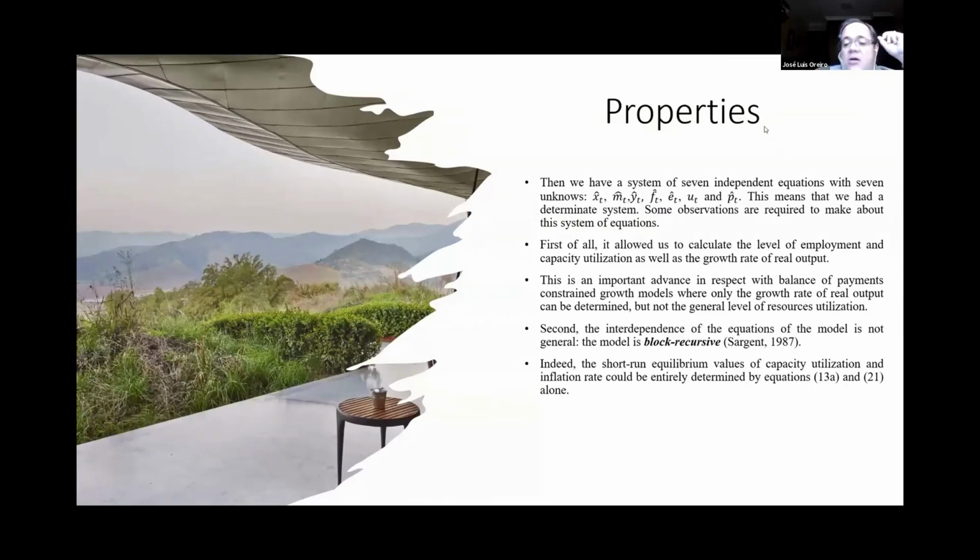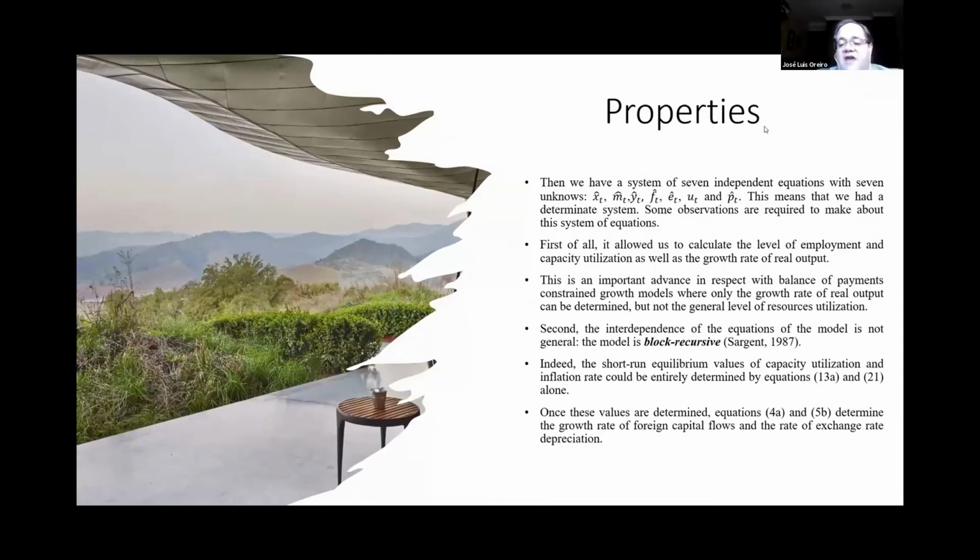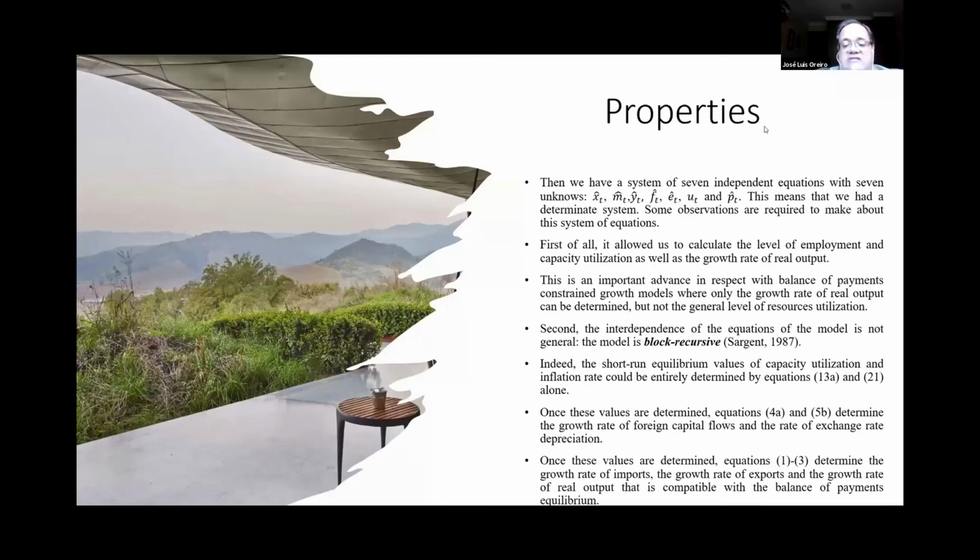constrained growth models, where only the growth rate of real output can be determined, but not the general level of resources utilization. Second, the interdependence of equations of the model is not general. The model is block recursive in the sense of Sargent, 1987. Indeed, the short-run equilibrium values of capacity utilization and inflation rate could be entirely determined by equations 13a and 21 alone. Once these variables are determined, equations 4a and 5b determine the growth rate of capital flows and the rate of exchange rate depreciation. And once these values are determined, equations 1 and 3 determine the growth rate of imports, the growth rate of exports, and the growth rate of real output that is compatible with balance of payments equilibrium.